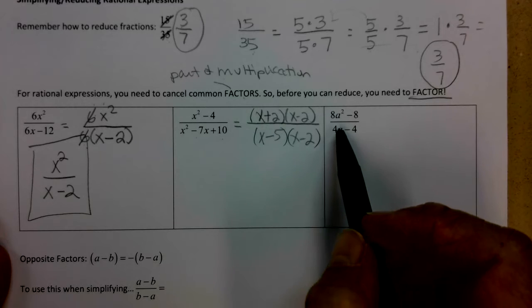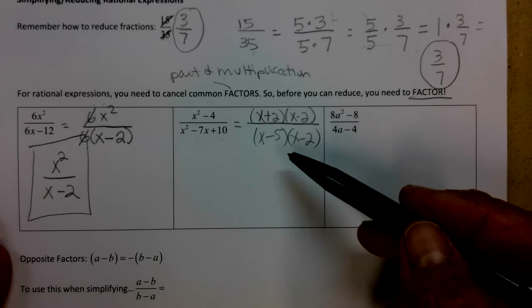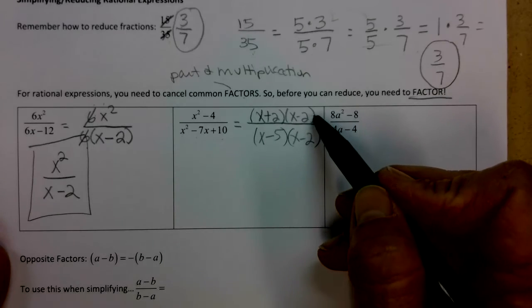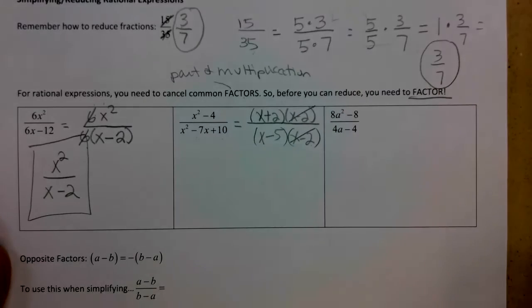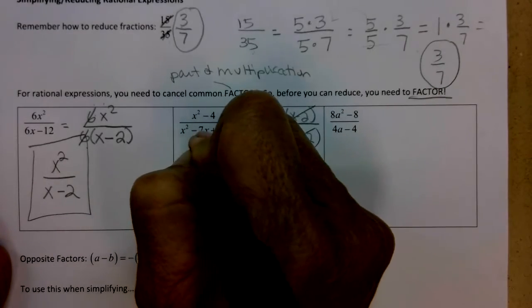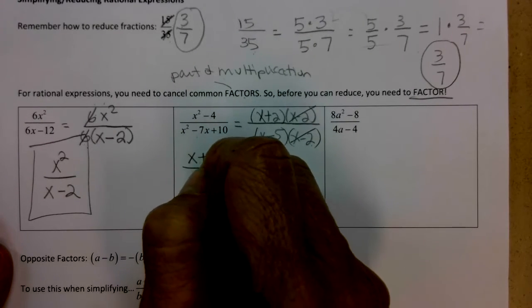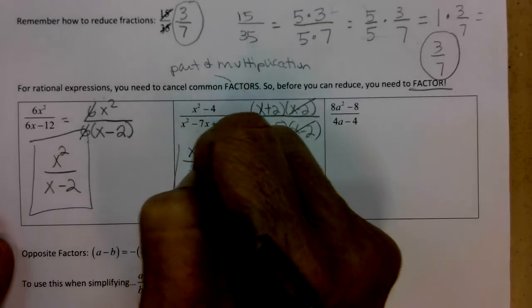So now that we have factored, we can look and see, is there a factor that's common to the numerator and the denominator that we can cancel? And of course you see there's the factor of x minus 2 in the top and the bottom. So let's go ahead and cancel those. So x plus 2 divided by x minus 5.